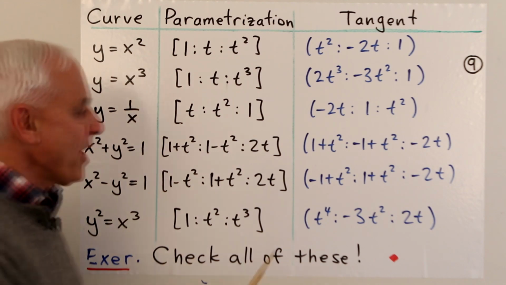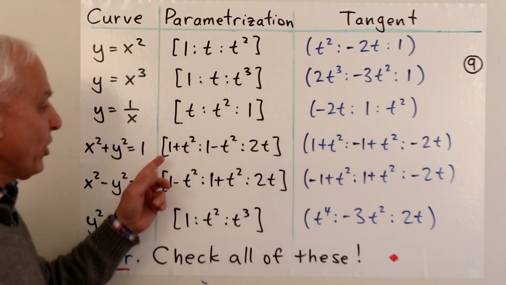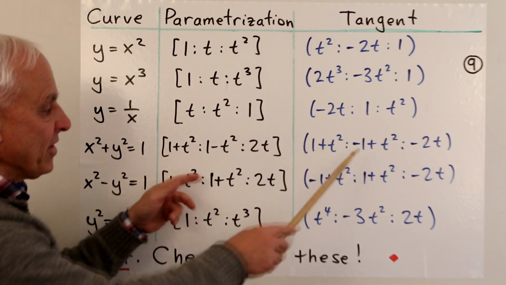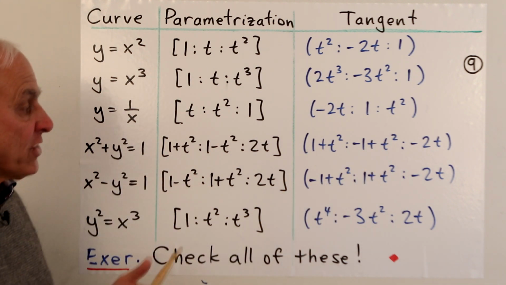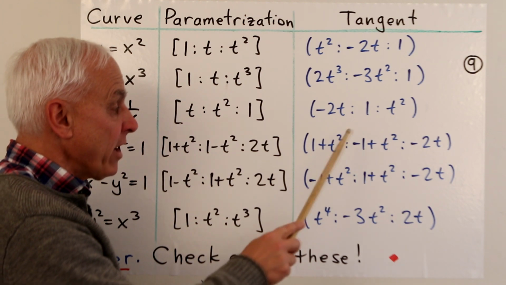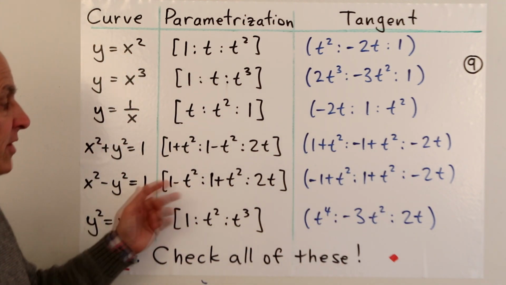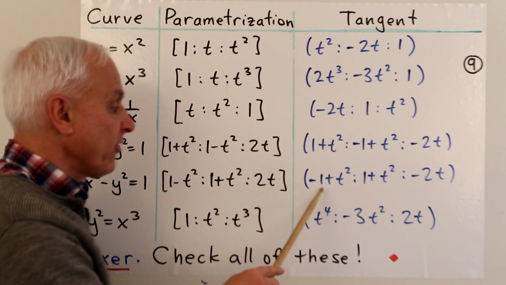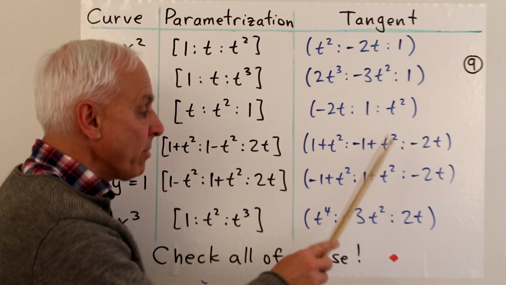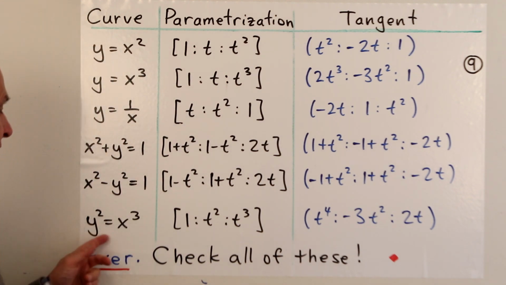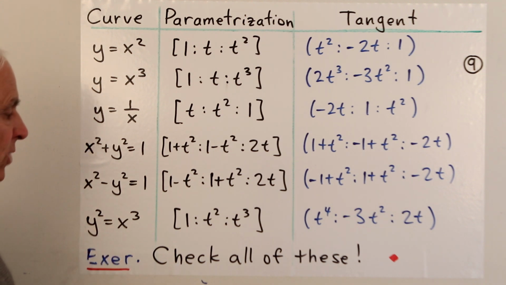Note pleasantly that these tangent formulas look a lot like the actual projective formulas themselves. It's quite pleasant, and there's a nice parallel between them. So the tangent to the unit circle is 1 plus t squared, minus 1 plus t squared, minus 2t, while the tangent to the relativistic hyperbola is minus 1 plus t squared, 1 plus t squared, minus 2t. And finally, the semicubical parabola, y squared equals x cubed, which is quite an interesting curve.